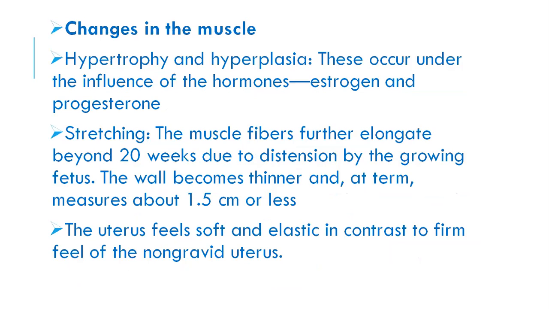So how does this enlargement occur? There is change in the muscle. Because of hypertrophy, hyperplasia, and stretching of the muscle fibers, the enlargement occurs. These occur under the influence of the hormones estrogen and progesterone. Stretching of muscle fiber further elongates beyond 20 weeks due to distension by the growing fetus. The wall becomes thinner and at term measures about 1.5 centimeters or less.